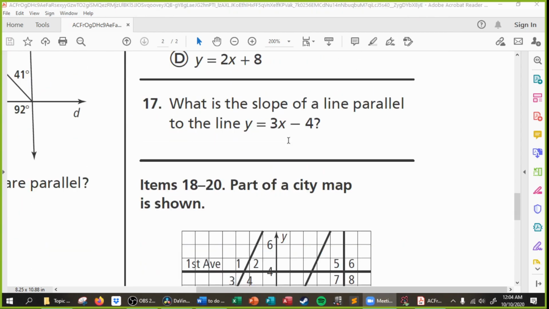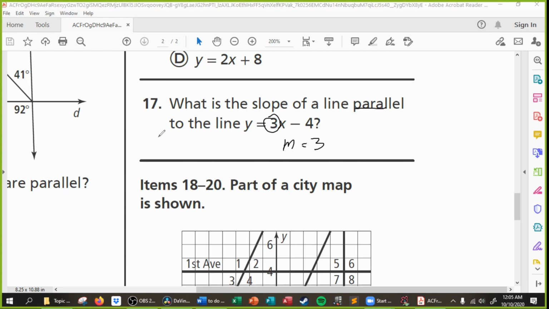What is the slope of a line parallel to the line y equals 3x minus 4? I really couldn't make this one any easier, right? Parallel just means I copy the slope. My slope is 3. So my new slope must be 3 as well.